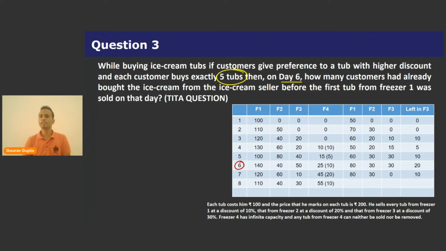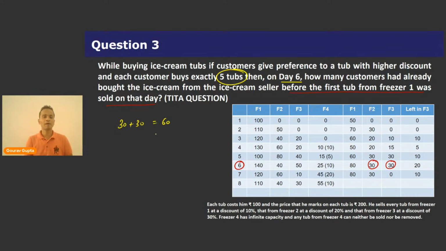Okay, then on day 6, how many customers had already bought the ice cream from the ice cream seller before the first tub from freezer 1 was sold on that day? So before the customer will start buying from freezer 1, they will buy from freezer 3 and then freezer 2. So that means a total of 30 plus 30, 60 ice cream tubs have been sold before the first tub from freezer 1 was sold on that day.